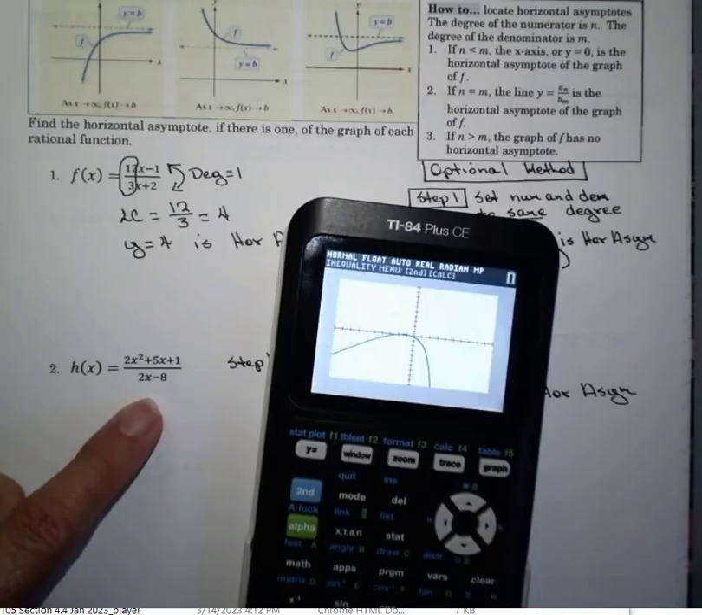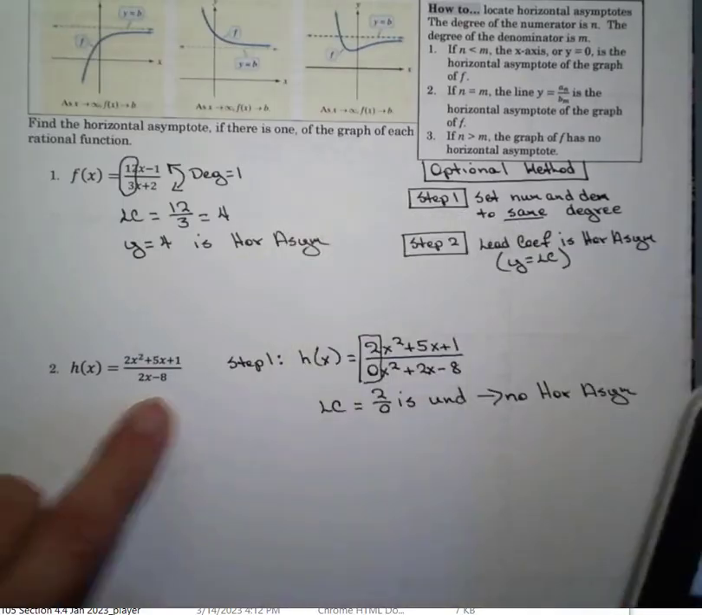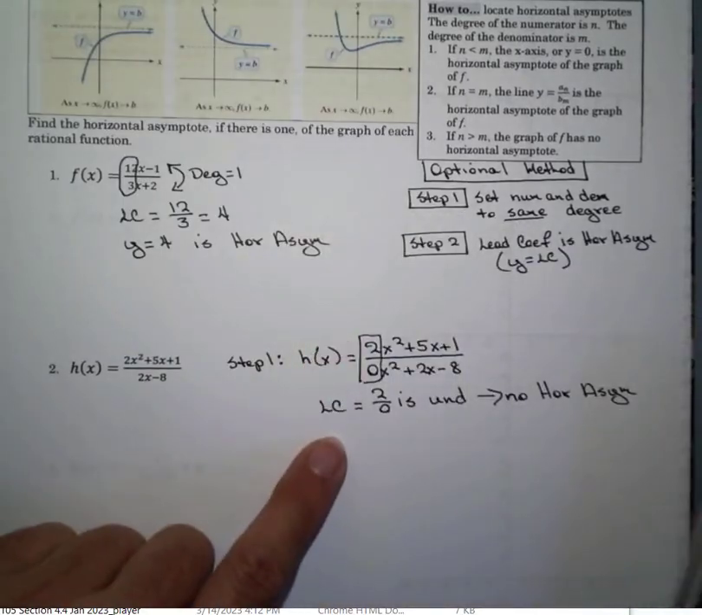It really doesn't look like there's a horizontal line that it gets close to but never crosses. This doesn't look like it has a horizontal asymptote, does it? And that's what we found when we did this leading coefficient.